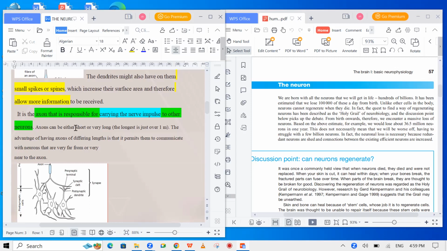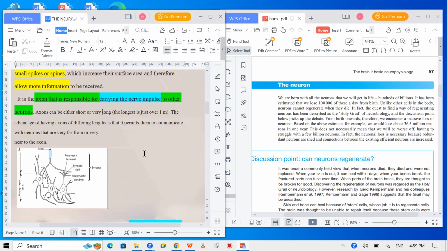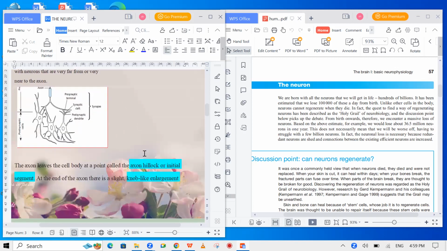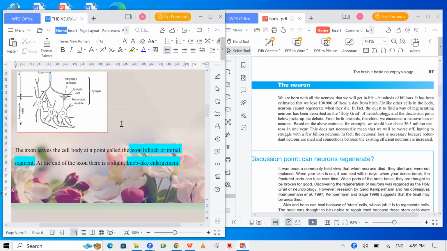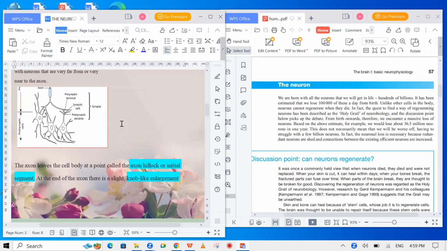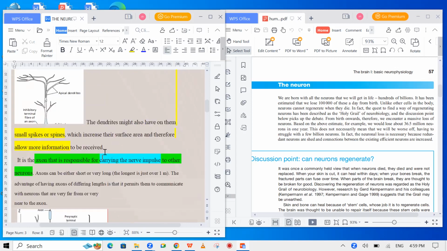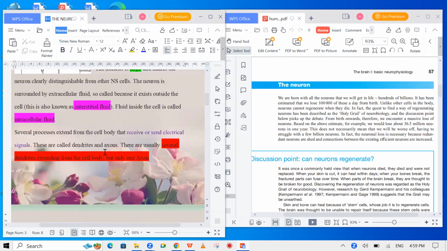So the axons are basically short also, and they are long also. The longest is 1 meter long. The basic component that we have to learn about the axon is that the axon leaves the cell body at the point called axon hillock. So axon hillock was discussed earlier. That is the point where the axon is going to leave the cell body.